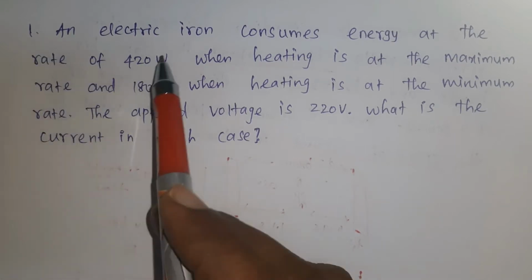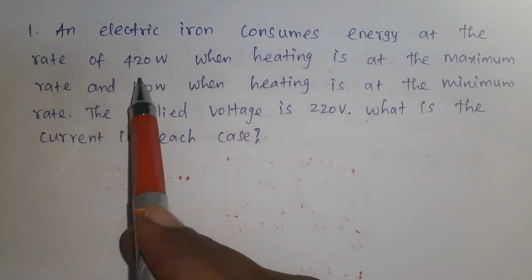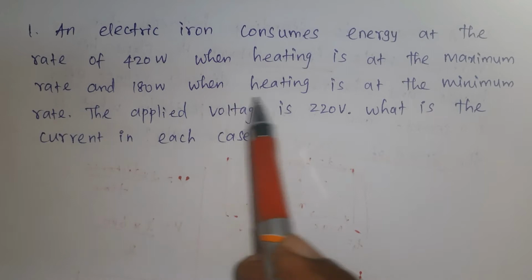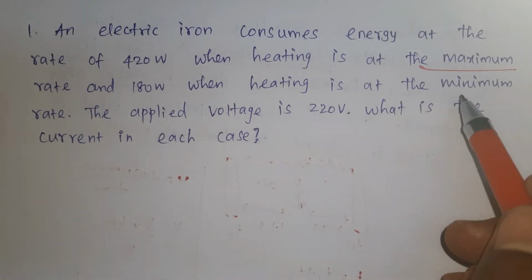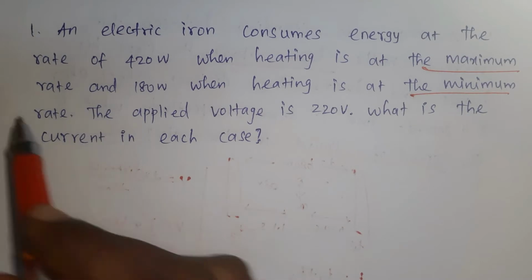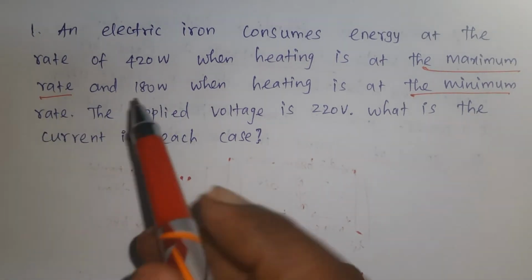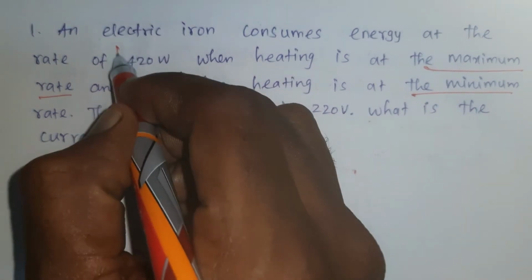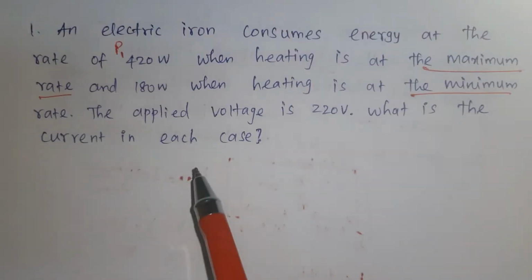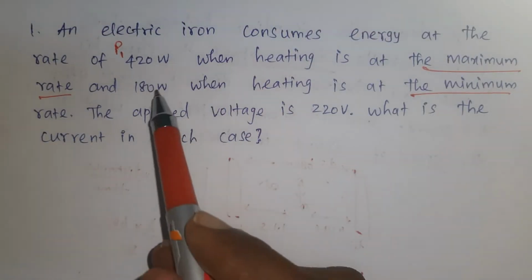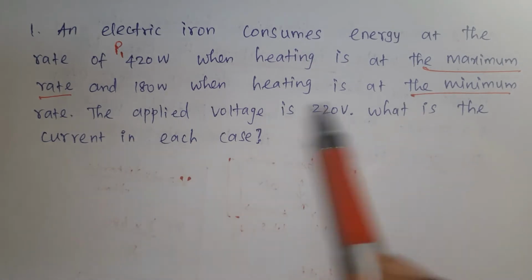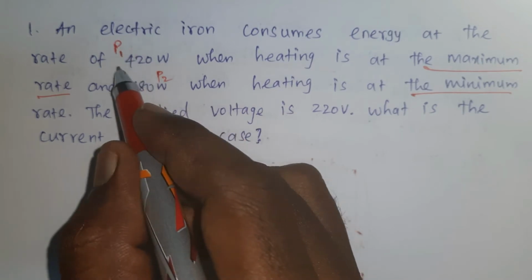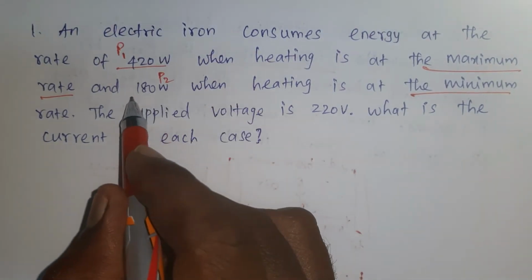First one, an electric iron consumes energy at the rate of 420 watt when heating is at the maximum rate and 180 watt when heating is at the minimum rate. So here maximum rate, this is minimum. Maximum rate means to produce high heat, the electric iron consumes 420 watt. So 420 watt represents power in the first case, P1. Next, that same iron box consumes 180 watt power to produce low heat. So now power is P2.